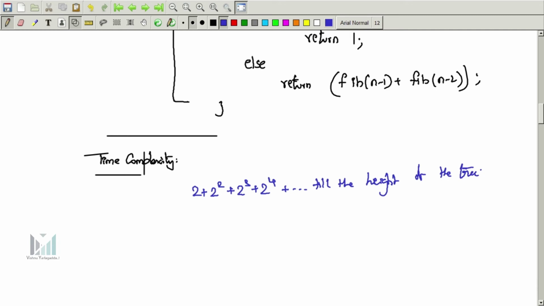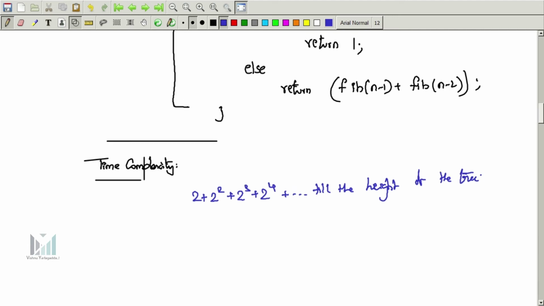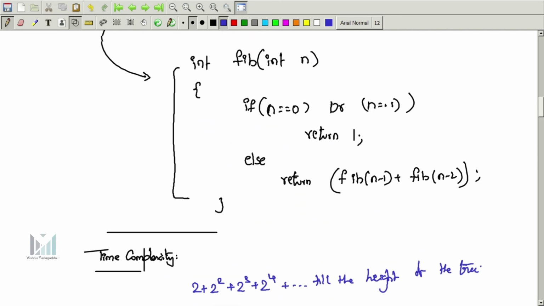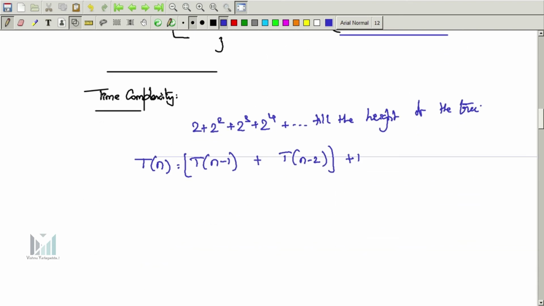So since it is difficult to identify time complexity based on this, what we can do is, T of n is equivalent to T of n minus 1 plus T of n minus 2, and don't forget that we have plus 1 also, because of condition checking. So this is the time complexity, as well as we are checking either this or this condition. One condition checking will be there, so plus 1.